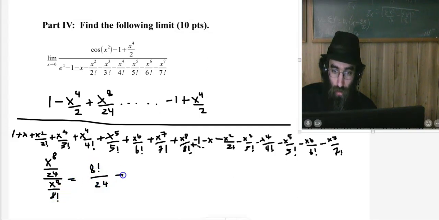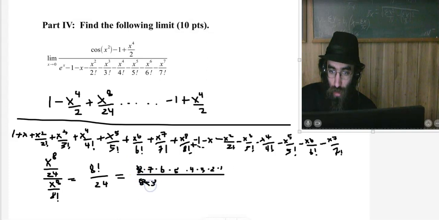Now remember, this was a non-calculator thing. We can write this as 8 times 7 times 6 times 5 times 4 times 3 times 2 times 1. Dividing by 24, we can write 24 as 8 times 3. Cancel, cancel, cancel, cancel. 5 times 2 times 1 is 10. 10 times 4 is 40. 7 times 6 is 42. 42 times 40. 1600 plus 80. Right, 40 times 40 is 1600. 2 times 40 is 80. 1680.